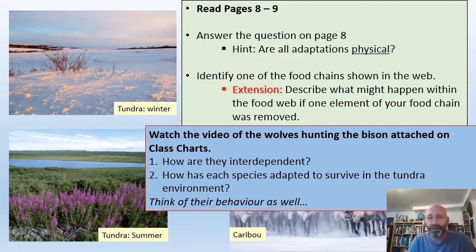And then there's a video for you to watch. That's on class charts. So it's lesson 2, and it's just a video showing the wolves hunting the bison. And think about, when you're watching that video, how are they interdependent? How has each species adapted to survive in the tundra environment? Not just the way they have adapted in terms of their fur and the physical changes, but what about their behavior as well?